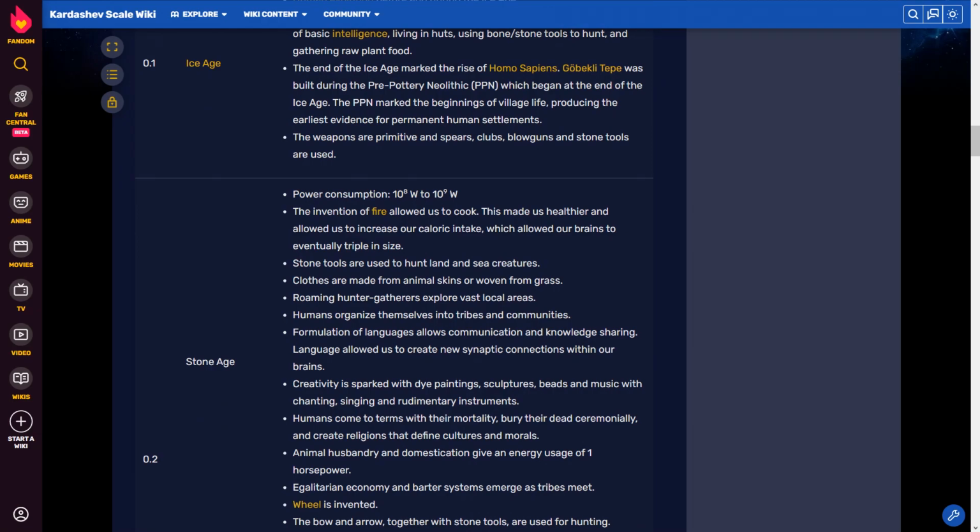The end of the Ice Age marked the rise of Homo sapiens. I'm not sure how to pronounce that name. Göbekli Tepe was built, or word, I guess, was built during the pre-pottery Neolithic, which began at the end of the Ice Age.